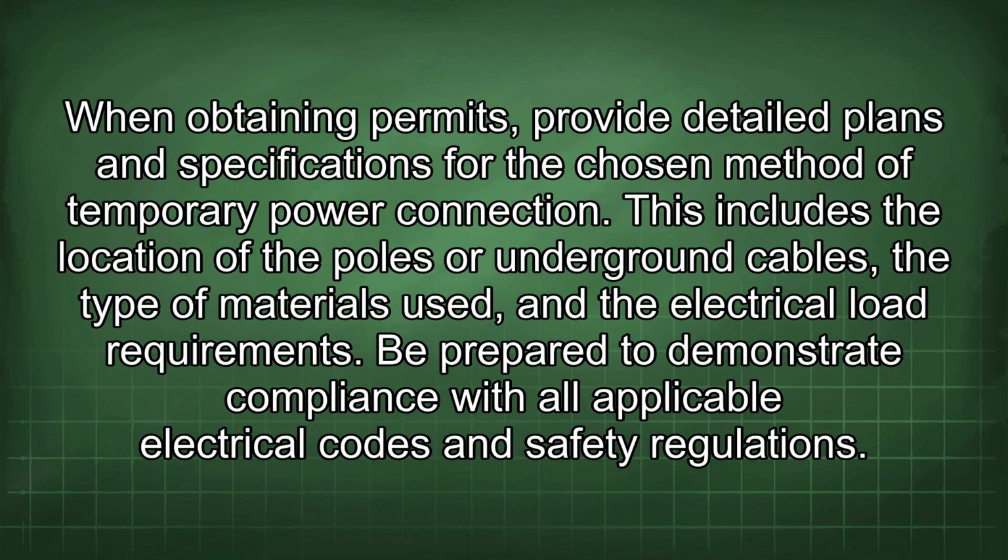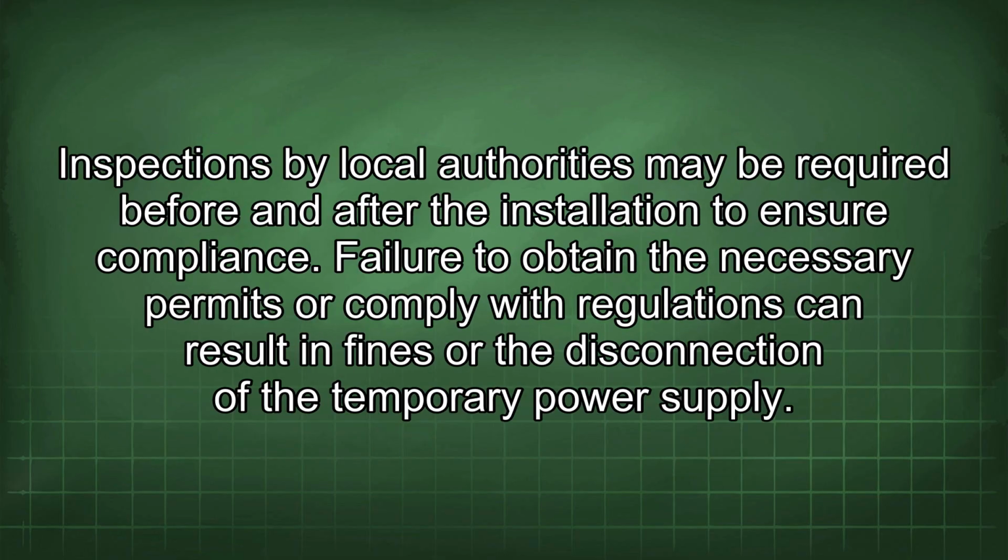When obtaining permits, provide detailed plans and specifications for the chosen method of temporary power connection. This includes the location of the poles or underground cables, the type of materials used, and the electrical load requirements. Be prepared to demonstrate compliance with all applicable electrical codes and safety regulations. Inspections by local authorities may be required before and after the installation to ensure compliance. Failure to obtain the necessary permits or comply with regulations can result in fines or the disconnection of the temporary power supply.